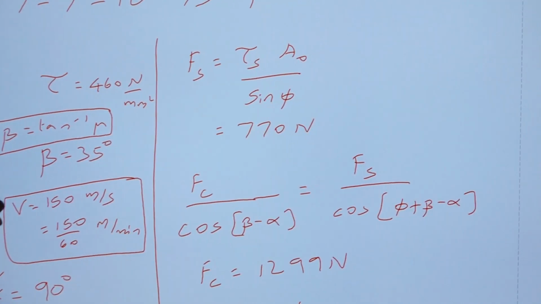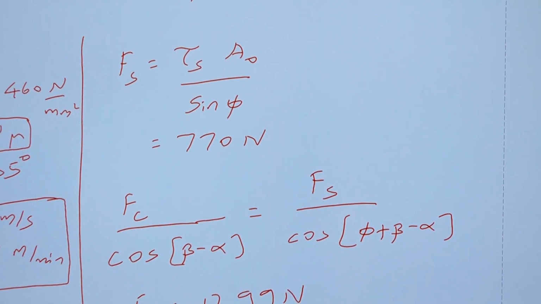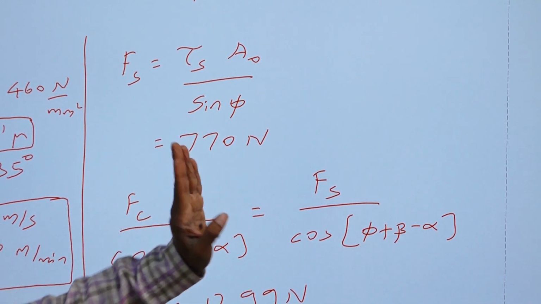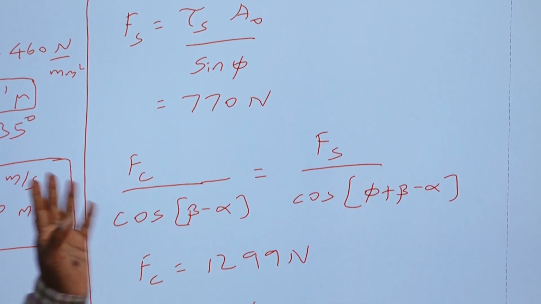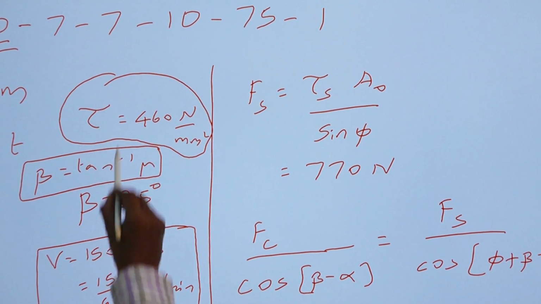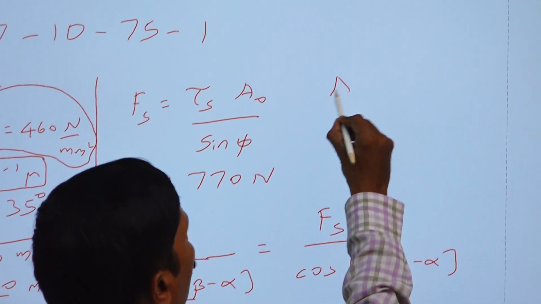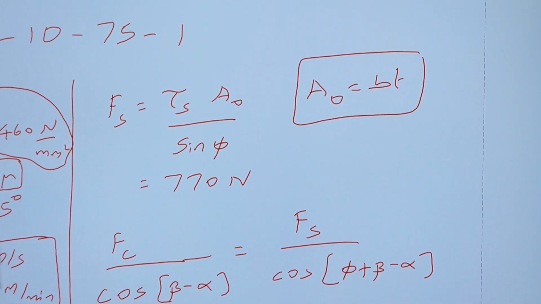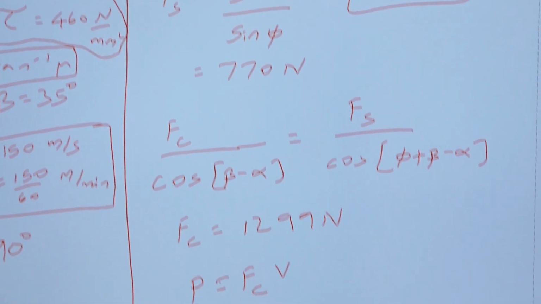So this is the shear force formula. Shear force is the product of shear stress and area. This is the base area, so we have to divide by sin phi. So Fs equals 770 Newton. When you substitute the shear stress value, it is available here, and for area you have to calculate A naught equal to B into T. This B is given, T is given, so we can easily calculate B into T.